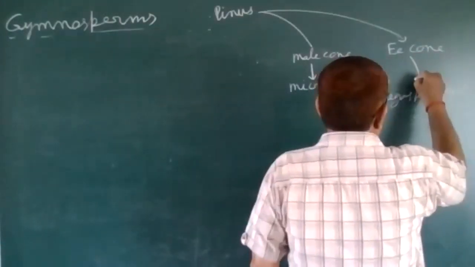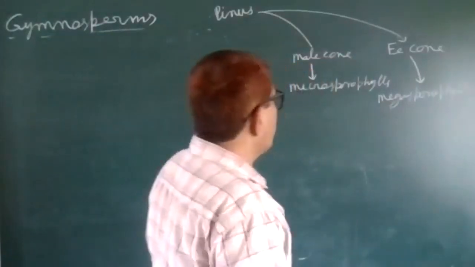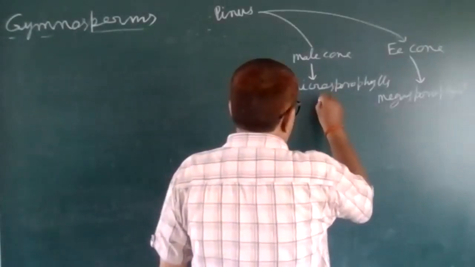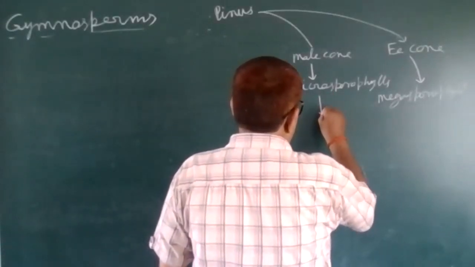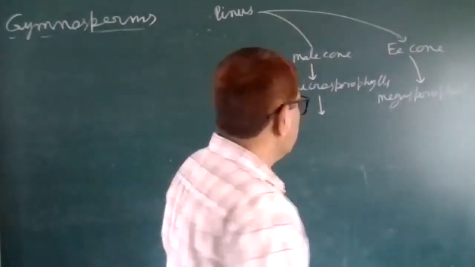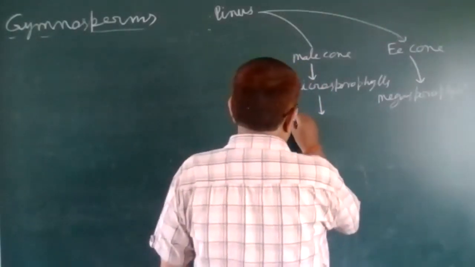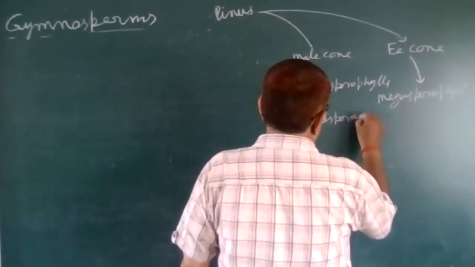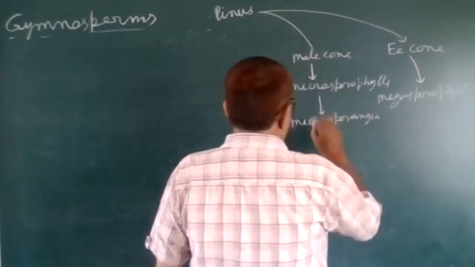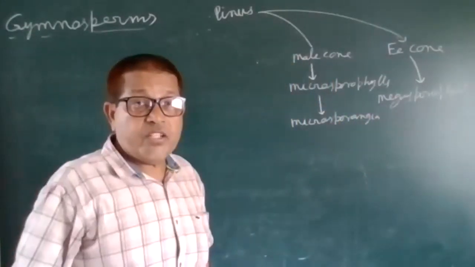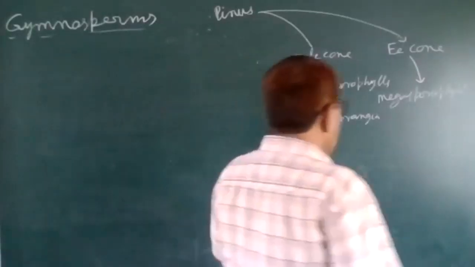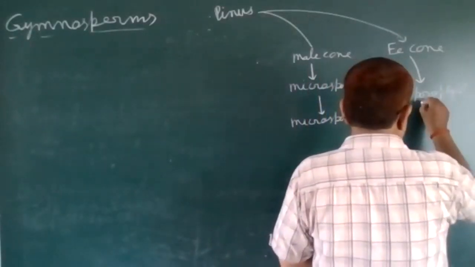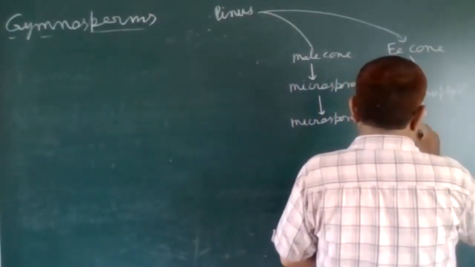That consists of microsporophyll and megasporophyll. And microsporophyll consists of microsporangia, while megasporophyll consists of megasporangia.